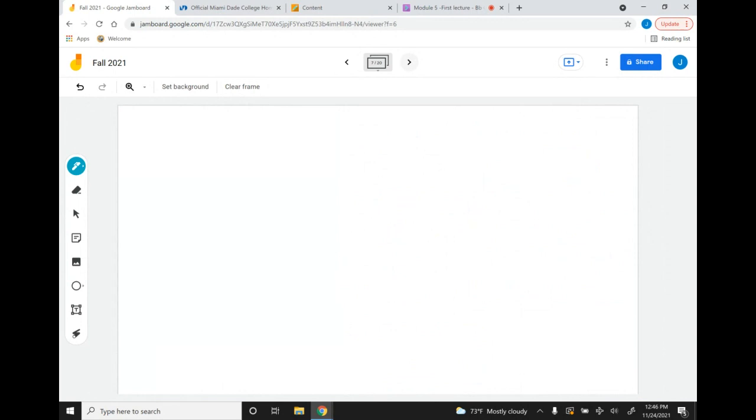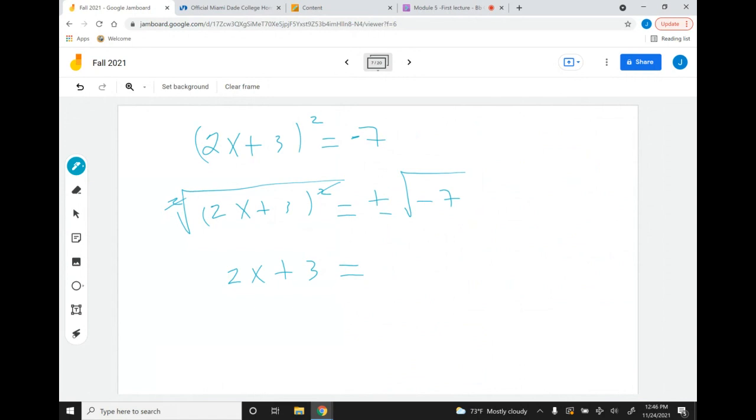Something similar, okay? Let's do this one. 2x plus 3, squared, equals negative 7, okay? So what I do is that I'm going to take the square root of both sides. Same thing. Don't forget the plus or minus, okay? And you know that this cancels. All we have left is 2x plus 3 equals plus or minus the square root of negative 7, which will give you an i. Let's take that i out. Let's write it like that.